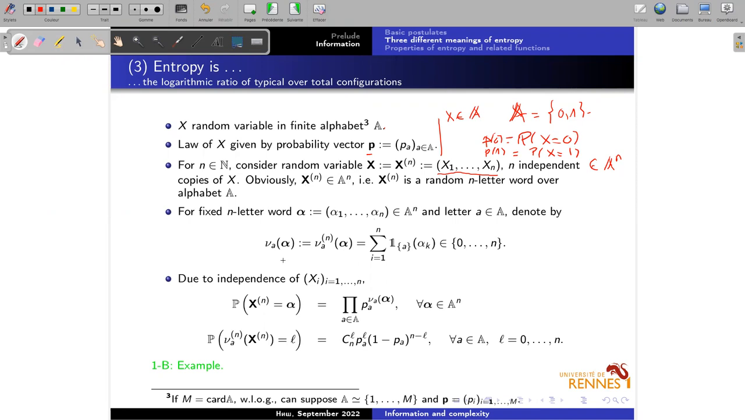Yeah. Now, due to the independence of the random variables, if I'm looking for the probability that X bold is equal to some given alpha like that, this will be the product that is here. Clear? I'll do an example in just a moment. And in that, I also can compute the probability that this number is equal to L for L between 0 and N. So maybe make an example here.